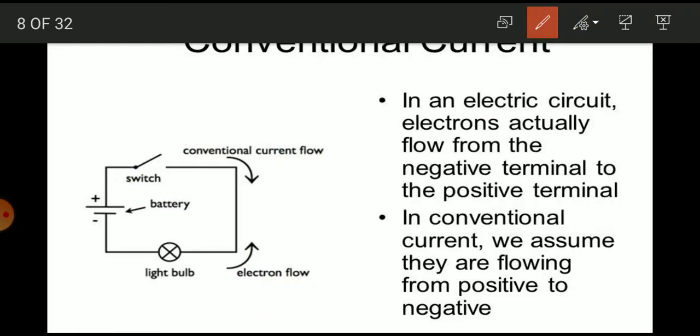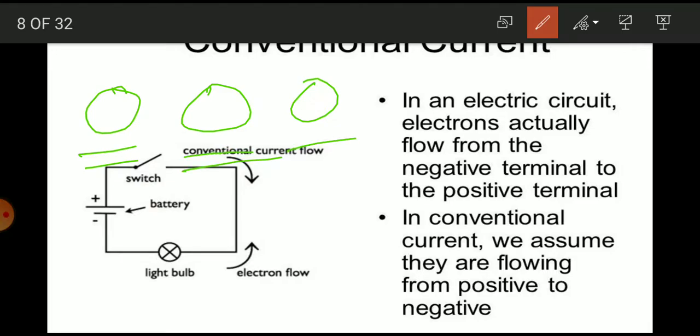Charges are flowing. If you have three fundamental particles, you cannot distinguish between them: which one is electron, which one is proton, and which one is neutron. If we give a negative sign to one, automatically you will understand that it is an electron. If you give it positive charge, you will say it is a proton. If no charge, it is a neutron.